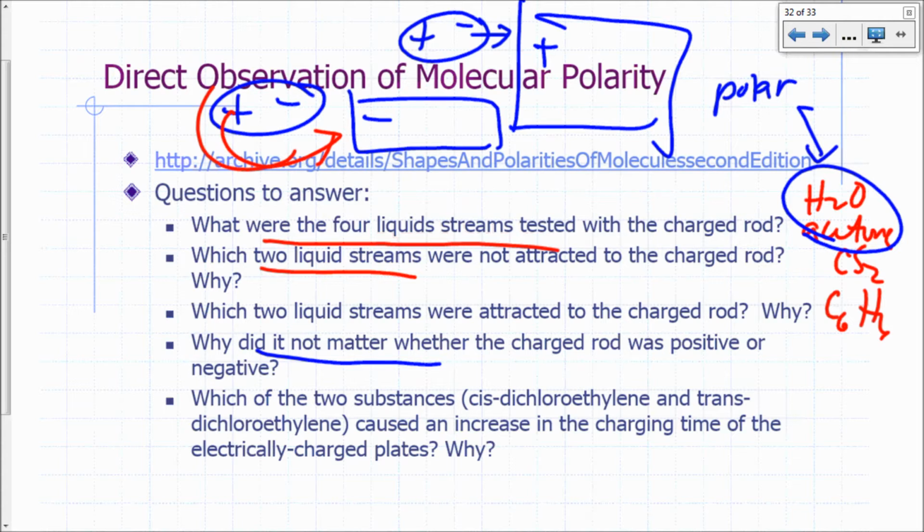Okay? Which of the 2 substances, cis-dichloroethylene and trans-dichloroethylene, caused an increase in the charging time of your electrically charged plates? Which one affects the ability of your charged plates to store extra charge? The cis, the polar molecule. Okay. So putting polar molecules between electrically charged plates affects what's called the capacitance, or the ability of your charged plates to store an electrical charge. Okay, so that's it.